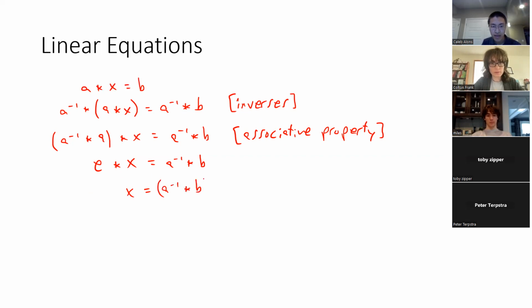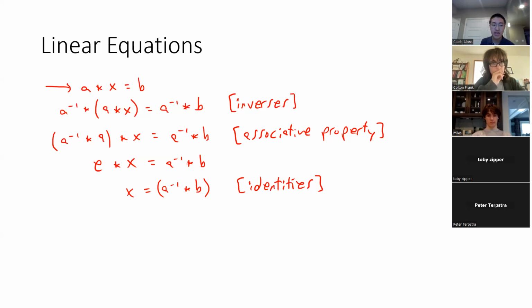So this element right here is the solution to the equation A star x is equal to B, and that is by what we know about identities. And we know that this is a unique solution. Here's how we know it's unique.